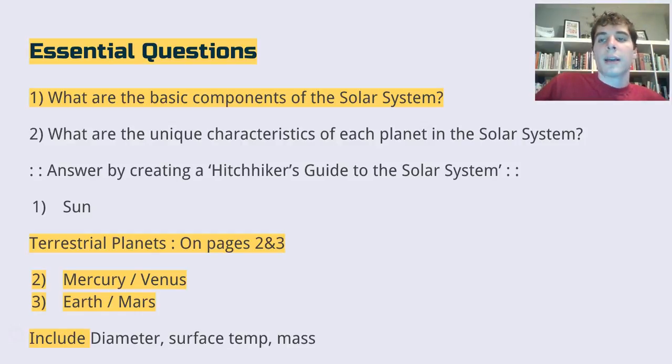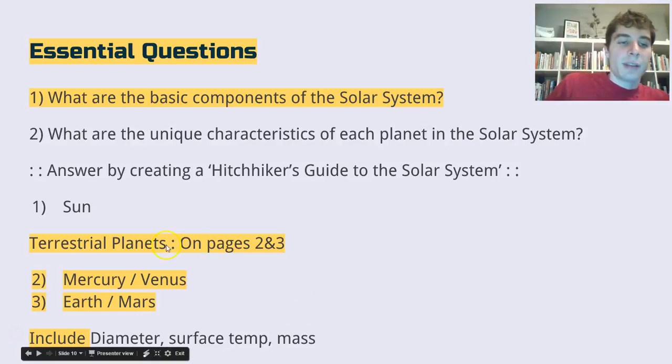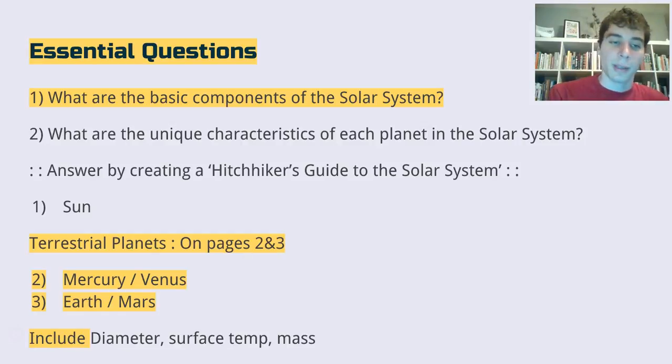What you're going to do is on pages 2 and 3 of your Hitchhiker's Guide, you are going to give me some information about those 4 planets that I did not yet share with you. You could also include, like you did with the sun, the diameter, the surface temperature, and the mass of each of those planets. Now, if you want to, you could add in some other interesting facts. Again, it's a Hitchhiker's Guide, so you might want to give some advice to a traveler coming to our solar system as to what to expect on that planet.